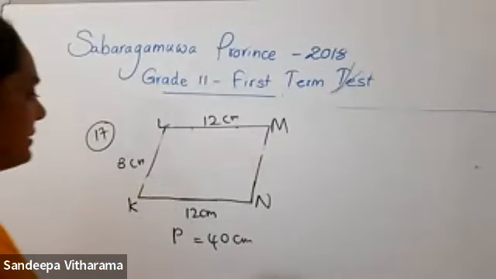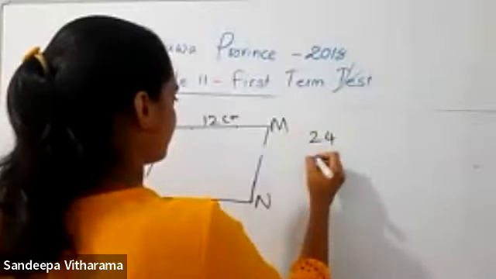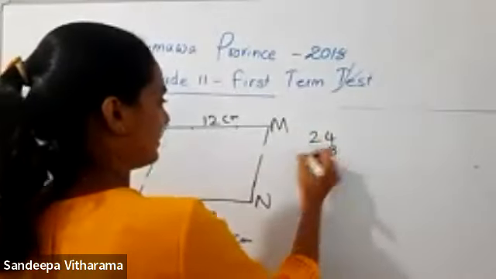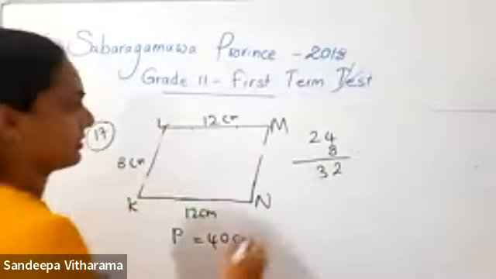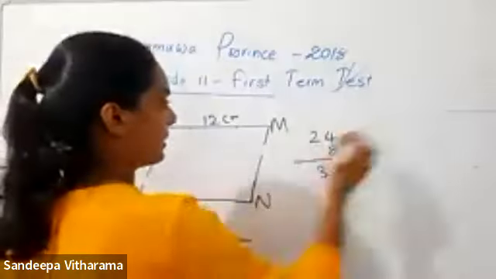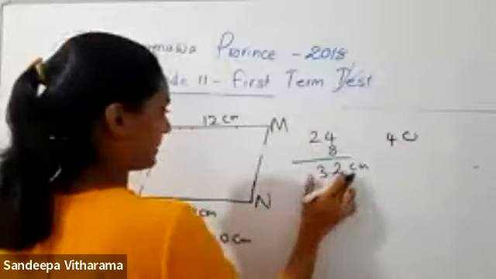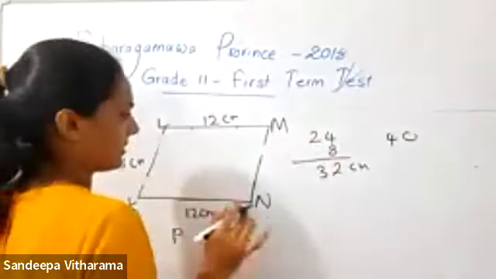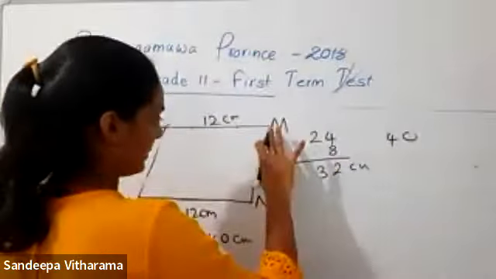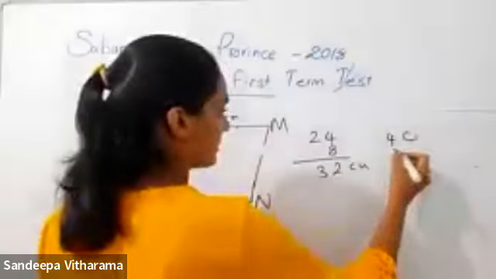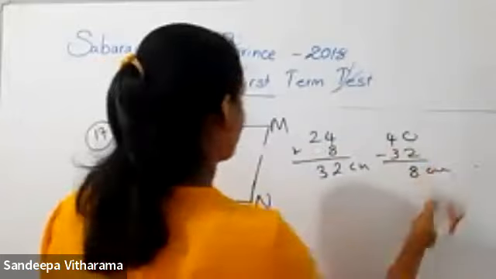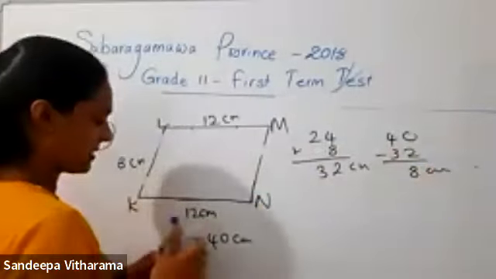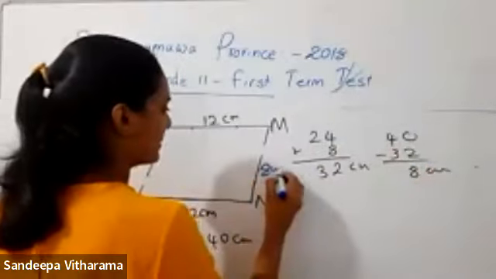12 plus 12 is 24. Add 8, it is 32. Then to find the missing side, you have to subtract 32 from the perimeter 40, the sum of these three sides. That is 8 centimeters. That means we obtain the answer as 8 centimeters.